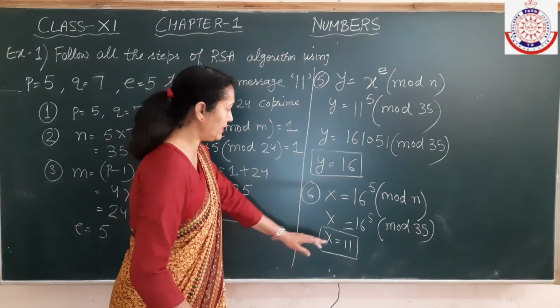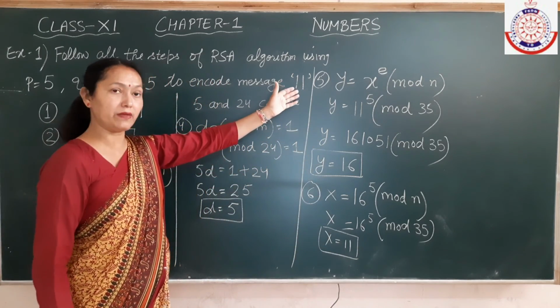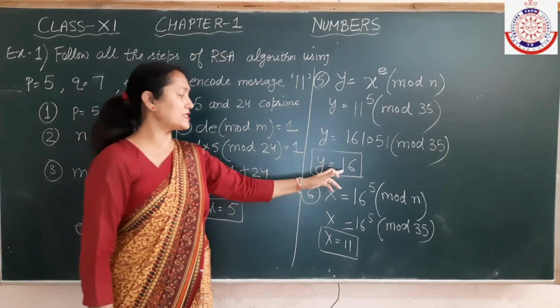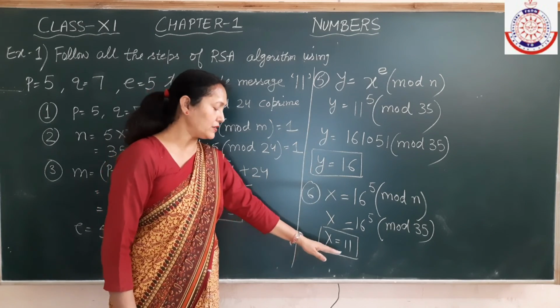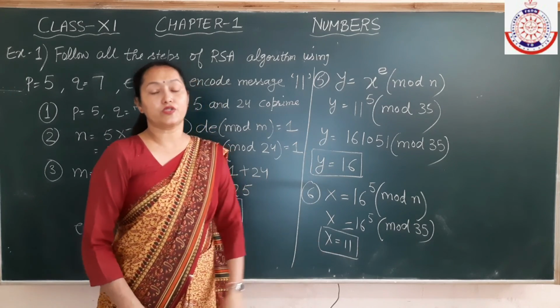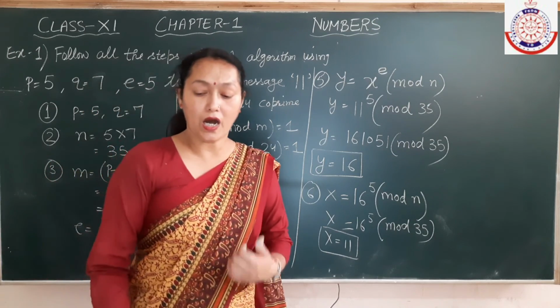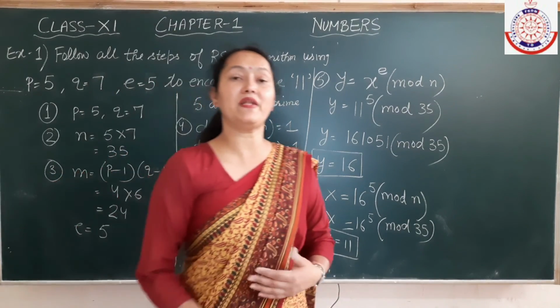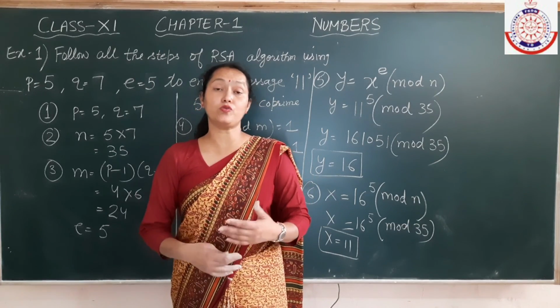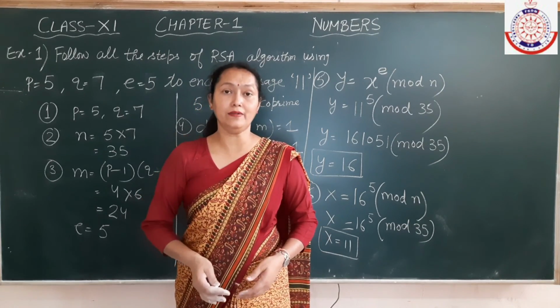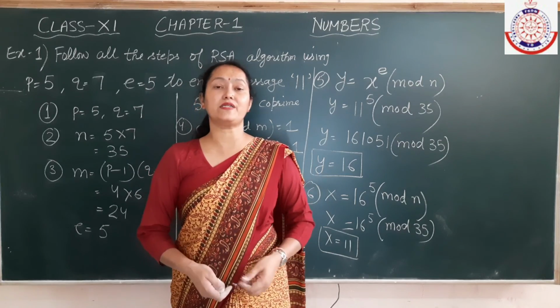For the given number 11, the secret code is 16, and when 16 is decrypted again, we got back the original number. So in today's video, we have seen how to convert simple information into code language, secret language, and then how to get back the original data using the RSA algorithm.